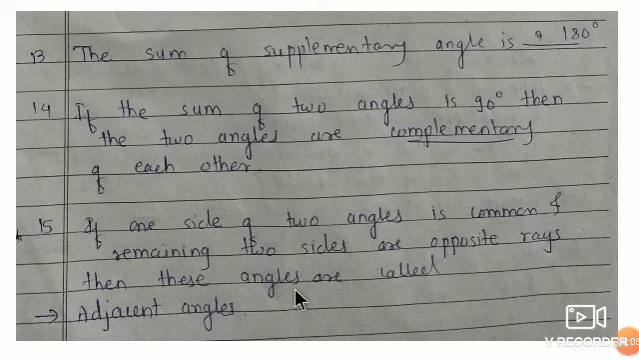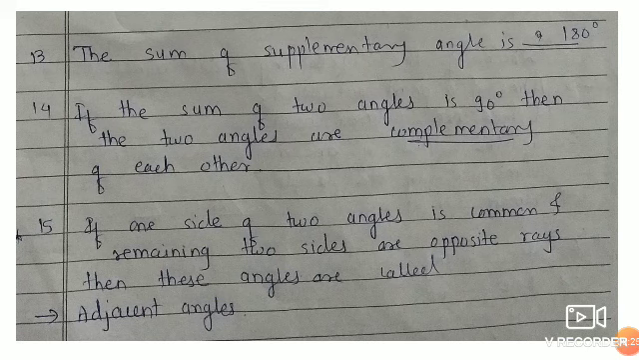Opposite angles do not have the common arm. So opposite angles is also a wrong option. And adjacent angles is the correct option here. But there should be the linear pair angles.